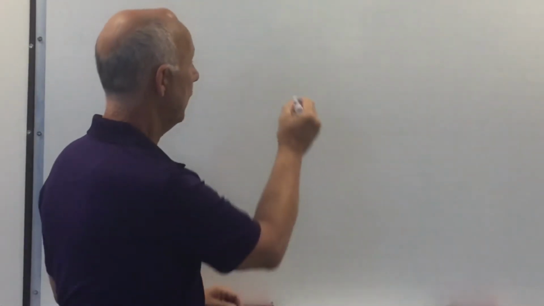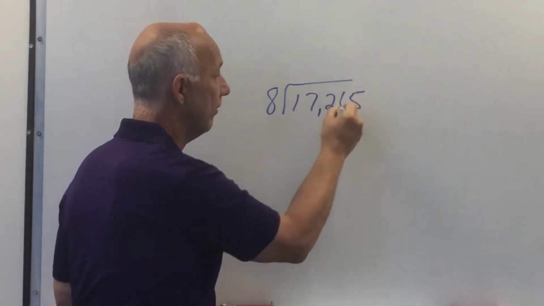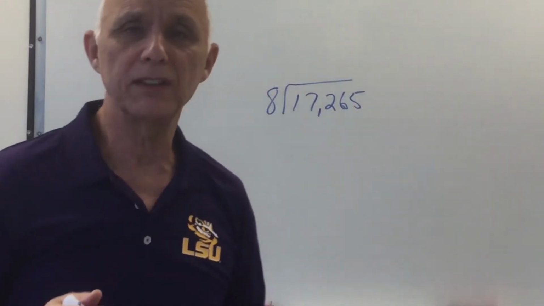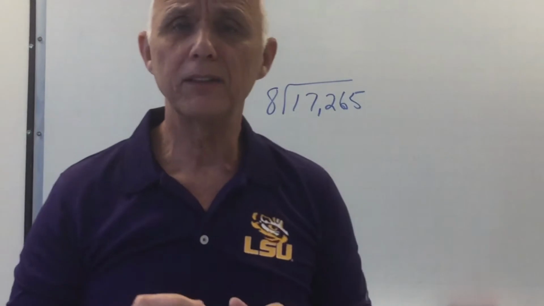All right, today we're going to learn how to do a long division problem into a number that we won't know from our times table. For example, 8 into 17,265. Now again, nobody knows what times 8 equals 17,265 in their head. So you have to come up with a method to do that.